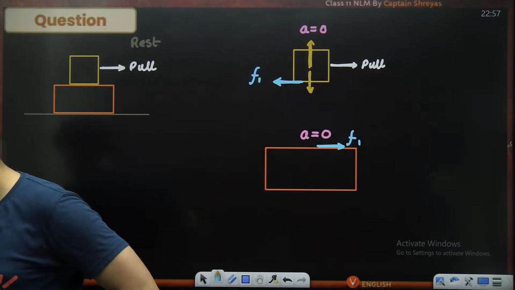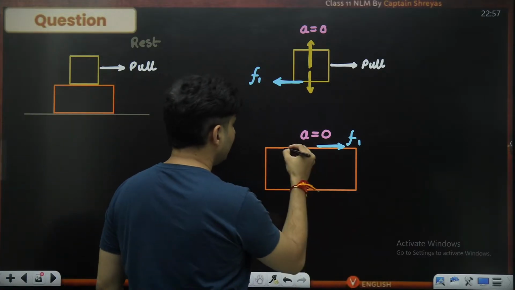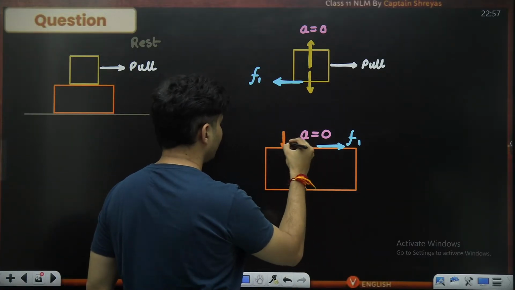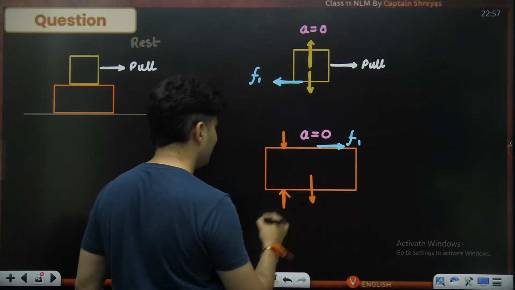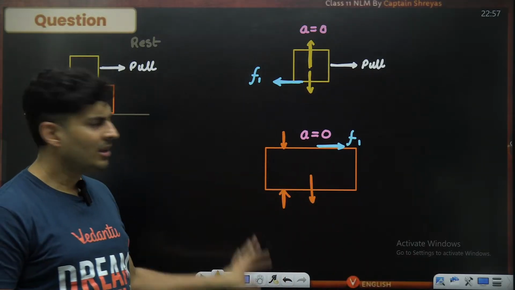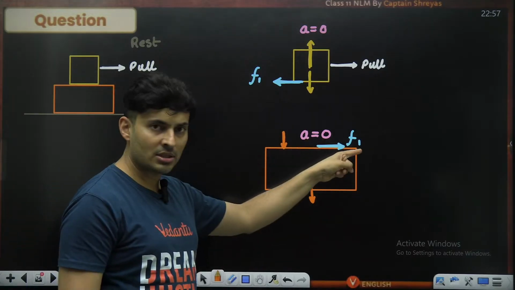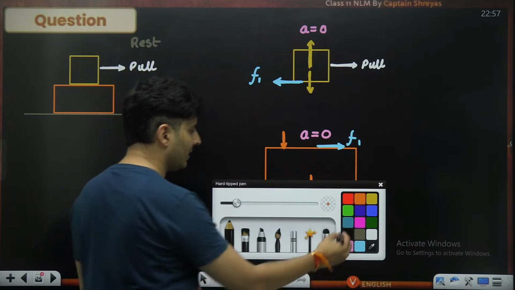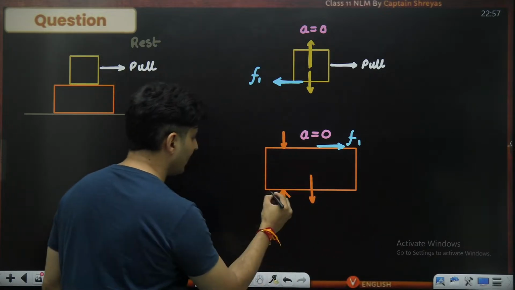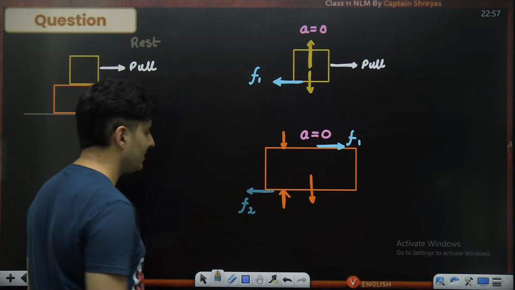Clear? Amazing? But that's not all. Look at the lower block. Yes, there is a normal from the top, there is its own mg, and there is a normal from below, which I'm okay with. It's all vertical. But if you concentrate in the horizontal direction, this friction is this way. So, to oppose it, there must be another friction which will come from the ground surface like this. This would be friction from the ground surface, F2.